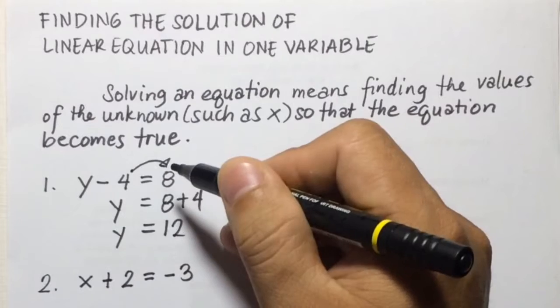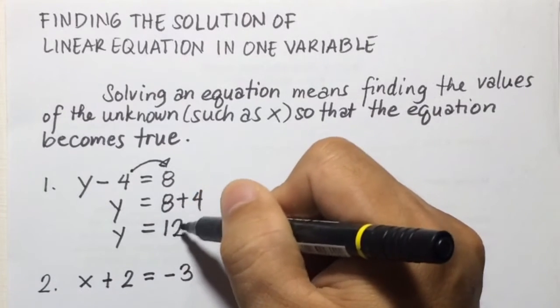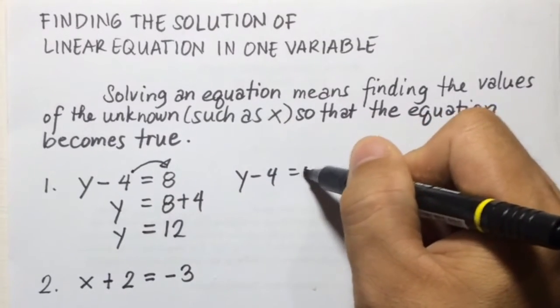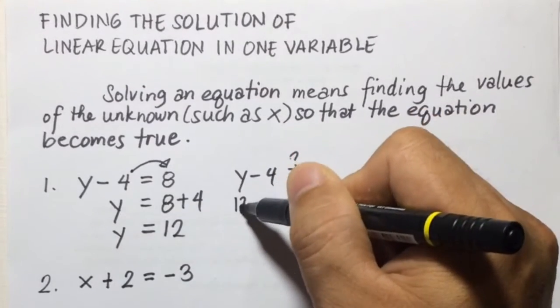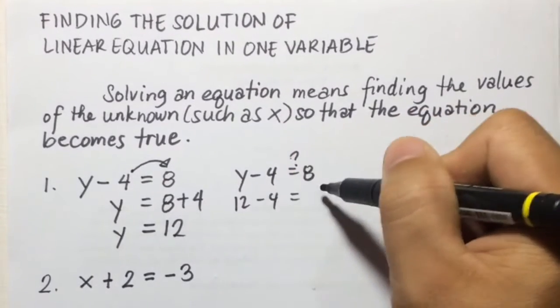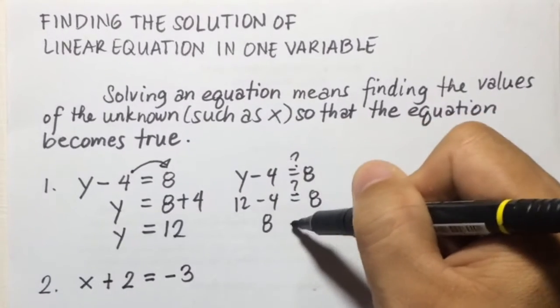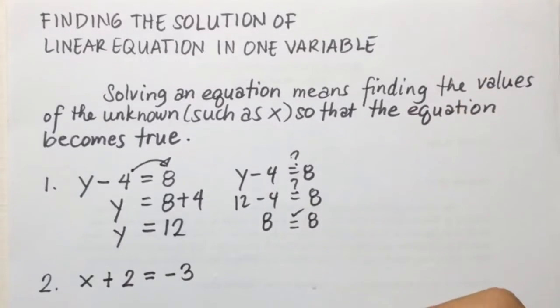Now to check if your answer is correct, you can just substitute the value of y in the original equation. So y minus 4 equals 8 here. y is 12, so we're going to have 12 minus 4. So 12 minus 4 equals 8. So your answer is correct.